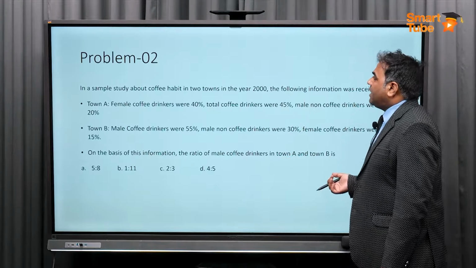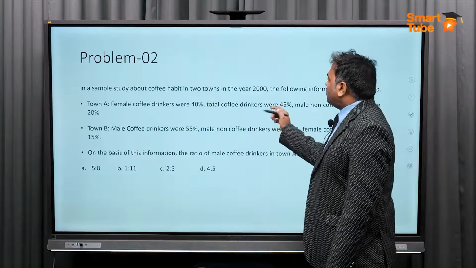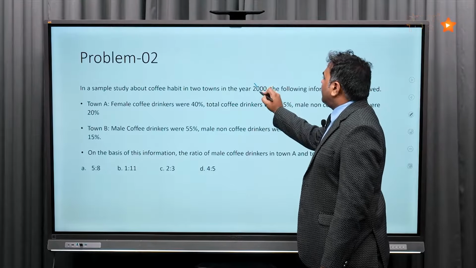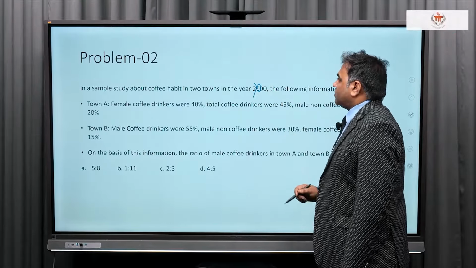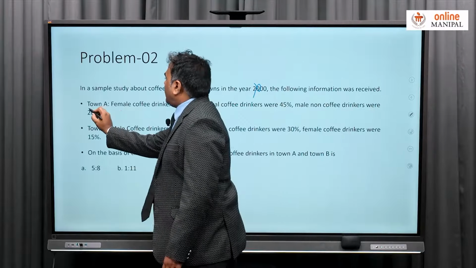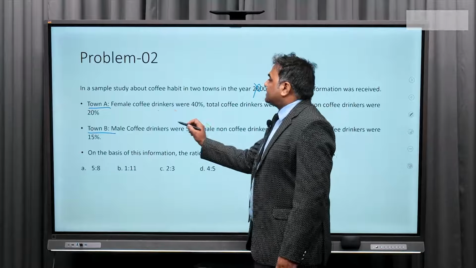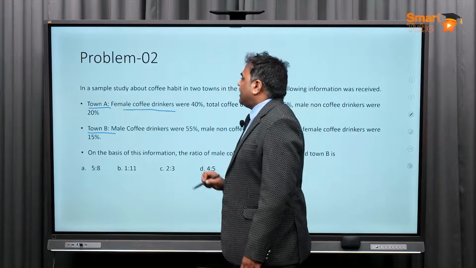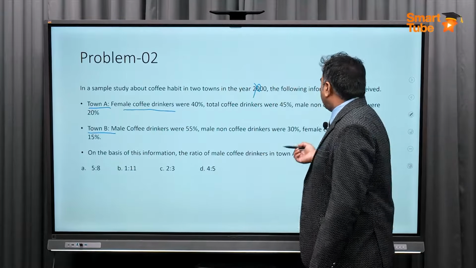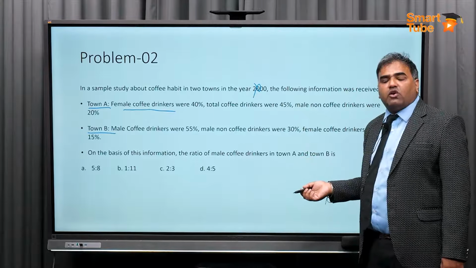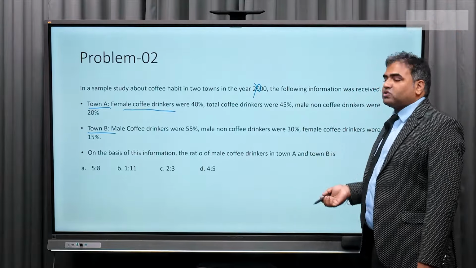In this problem, they are discussing two towns, in the year 2000. Year and all doesn't matter much to us. So they are talking about two towns here, town A and town B, fine. And they are discussing certain population who are drinking coffee, certain population who are not drinking coffee, and then we'll try to solve this question.